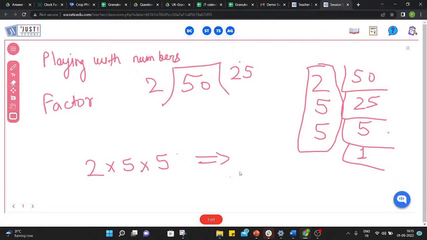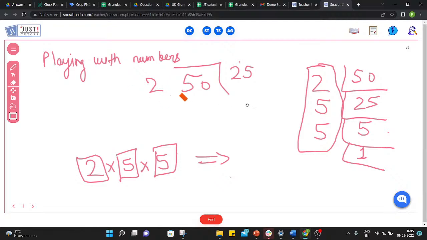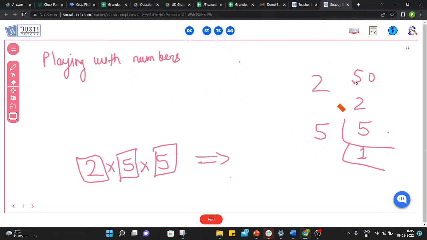So what are its factors? 2, 5 and 5 are the factors of 50. We can multiply 2 by 5 by 5 and we will get 50. So this is how we get 50, and these are the numbers which are factors of 50. Now let me take another example to tell you about factors of any other number.